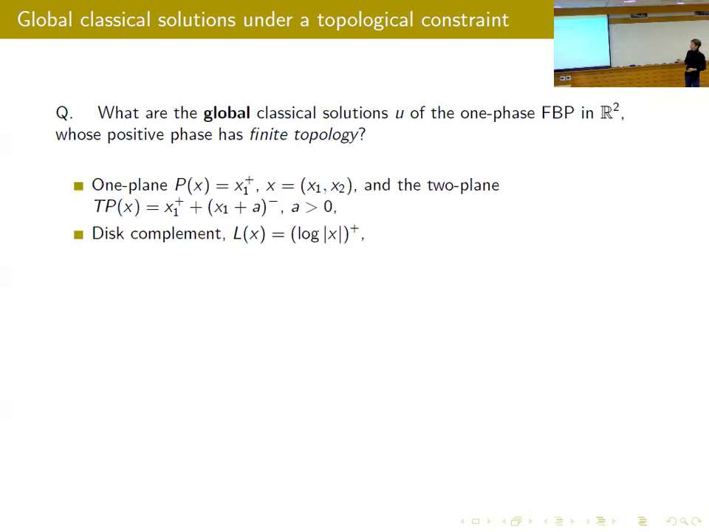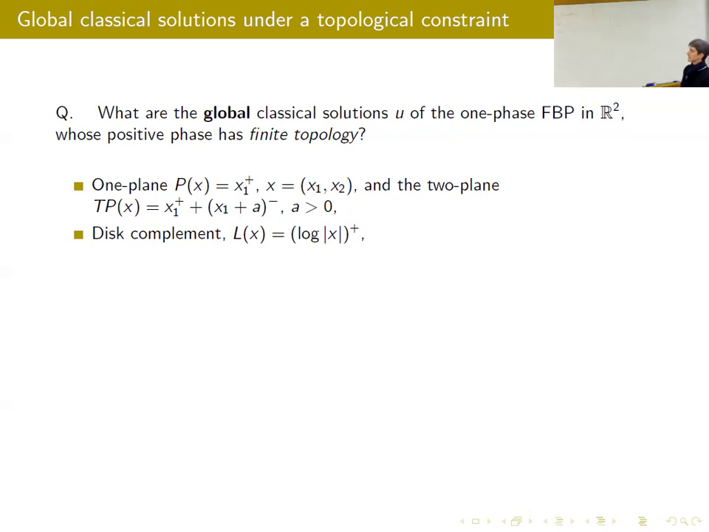Okay, so there are some obvious solutions. There is the solution, the positive part of x1, which I call the one-plane solution. Now you can also double it up. You could have a one-plane solution here divided by 0. This is called the 2-plane solution. Another obvious solution is the disk complement solution, the one coming from the fundamental solution of the Laplacian. Log, so it's 0 on the unit disk, and outside it's positive.